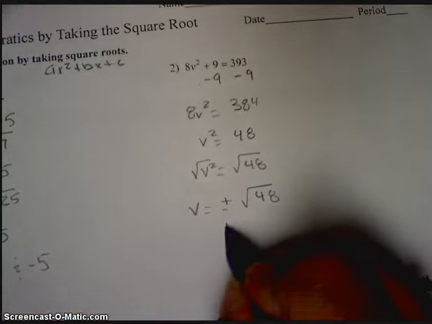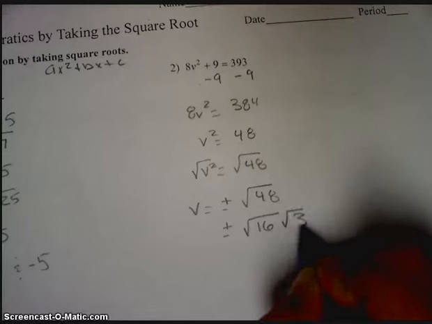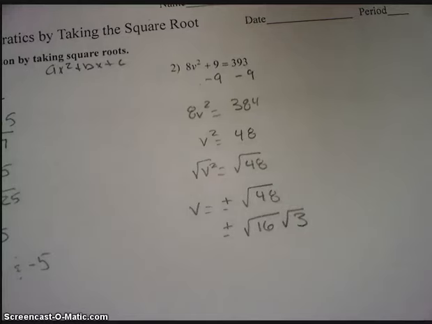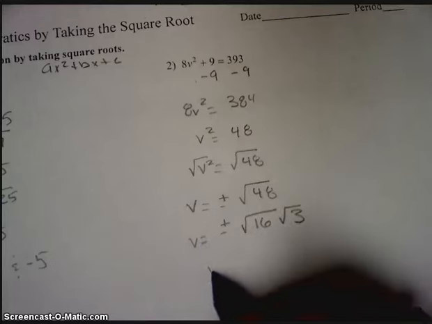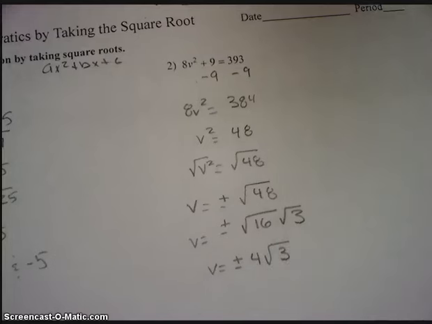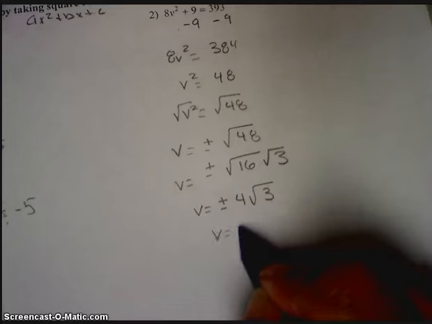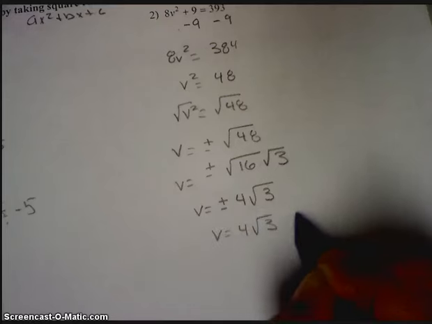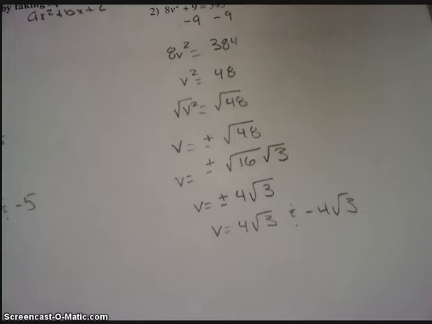So if I divide that out, I wind up that I have square root of 16 times 3. Okay, and then v equals that. Square root of 16 is 4, so v is going to equal plus or minus 4 times radical 3, and that would be my answer. So you could write it like that, or you could write v equals 4 radical 3 and negative 4 radical 3. Either one is acceptable.